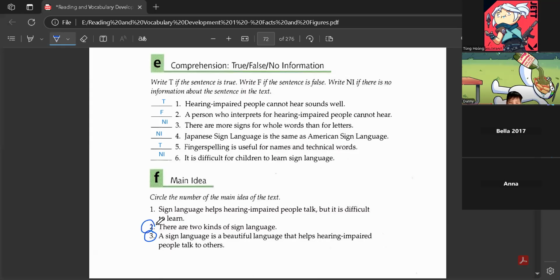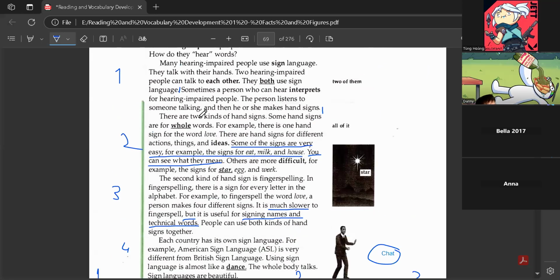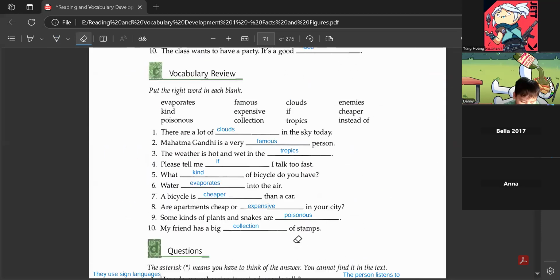I think the next one is there are two kinds of sign language. Because as you can see, the second paragraph talks about the first sign language, and the third paragraph talks about the second sign language. So most of the text is about two kinds of sign language. Okay. The others. Number 3.